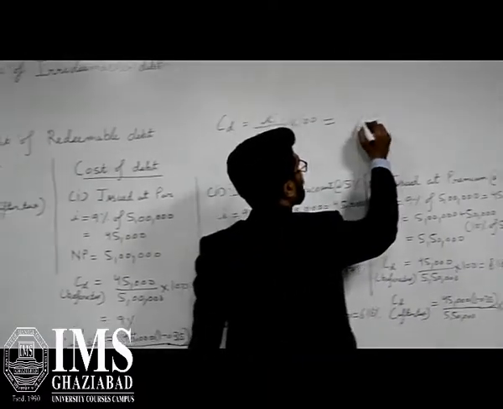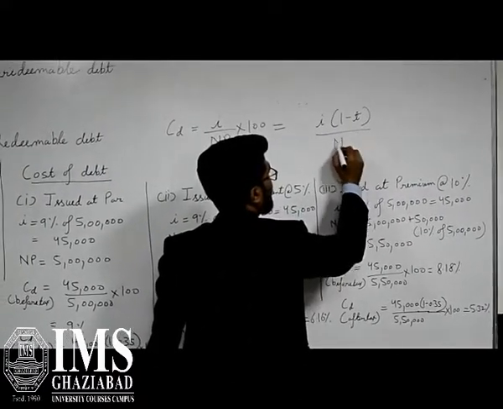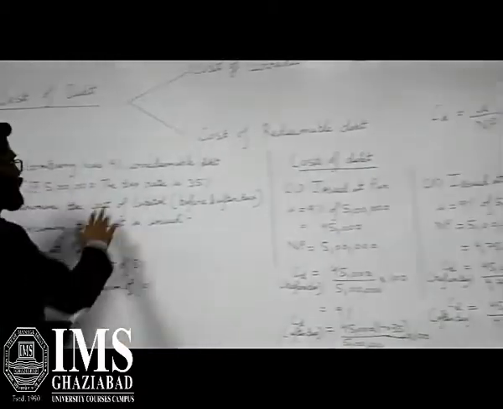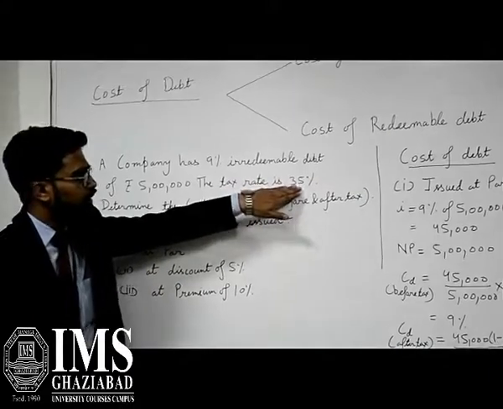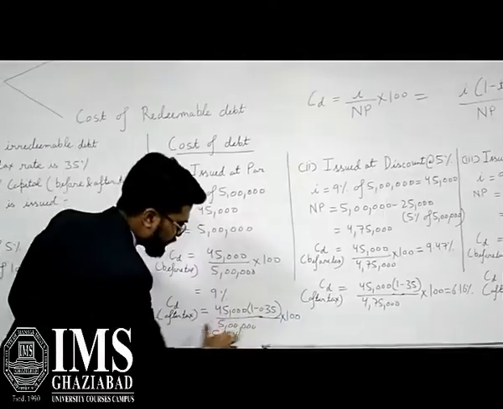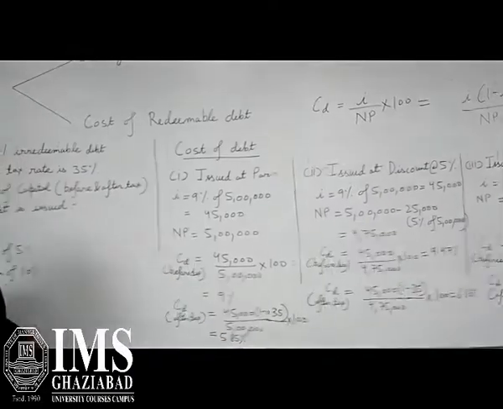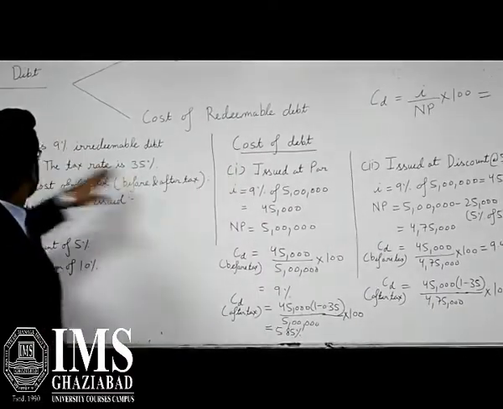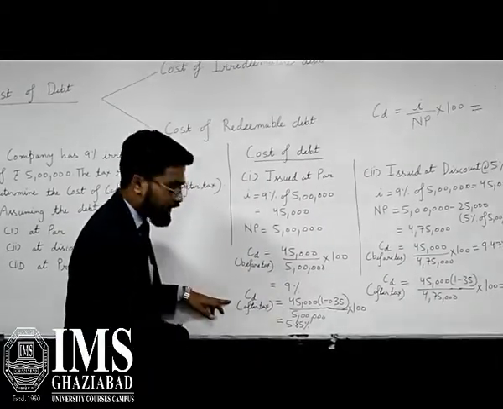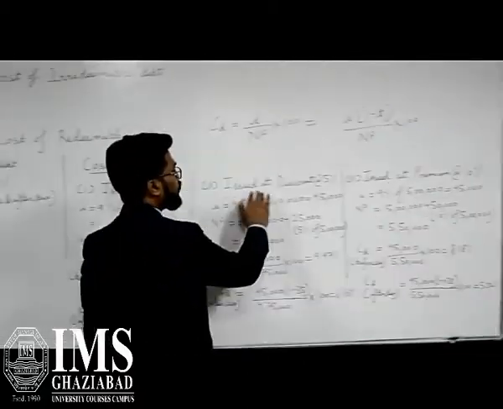In this formula, we have I multiplied by 1 minus T, that is the tax rate, divided by NP, the net proceeds, into 100. Here T is the tax rate, and in this question the tax rate is 35%. So cost of debt after tax is 5.85%. So if we are issuing debentures at par, the before tax cost and after tax cost are 9% and 5.85%.